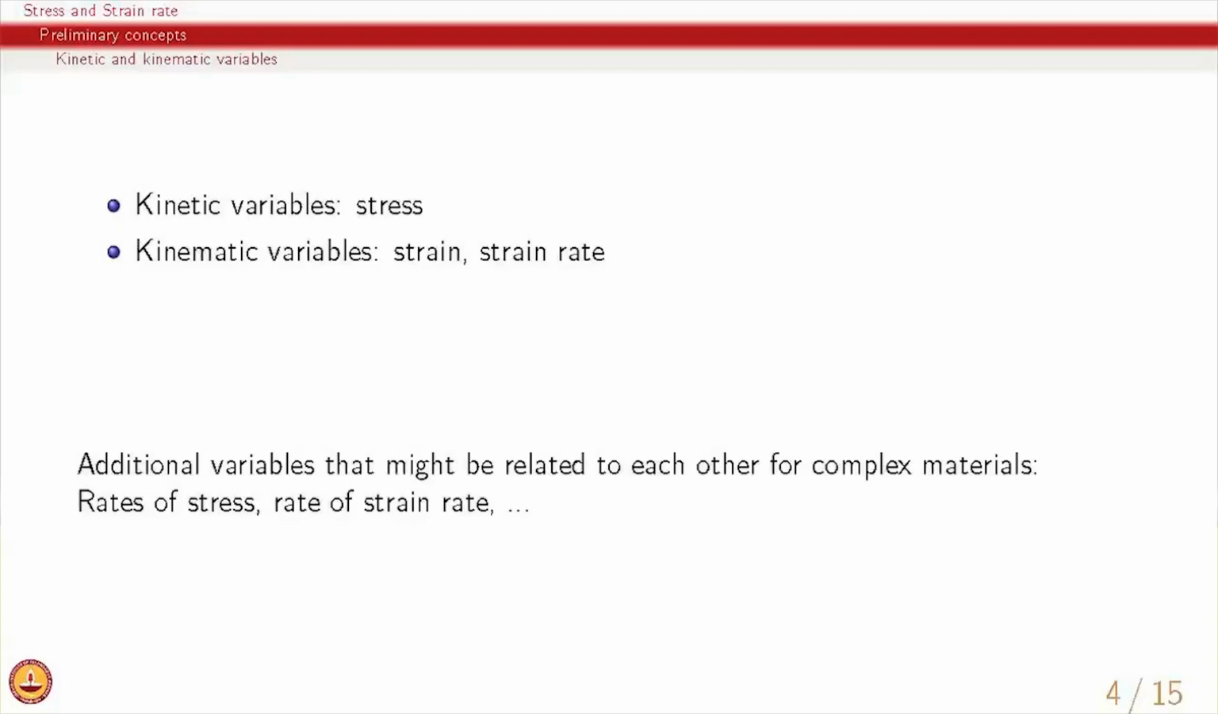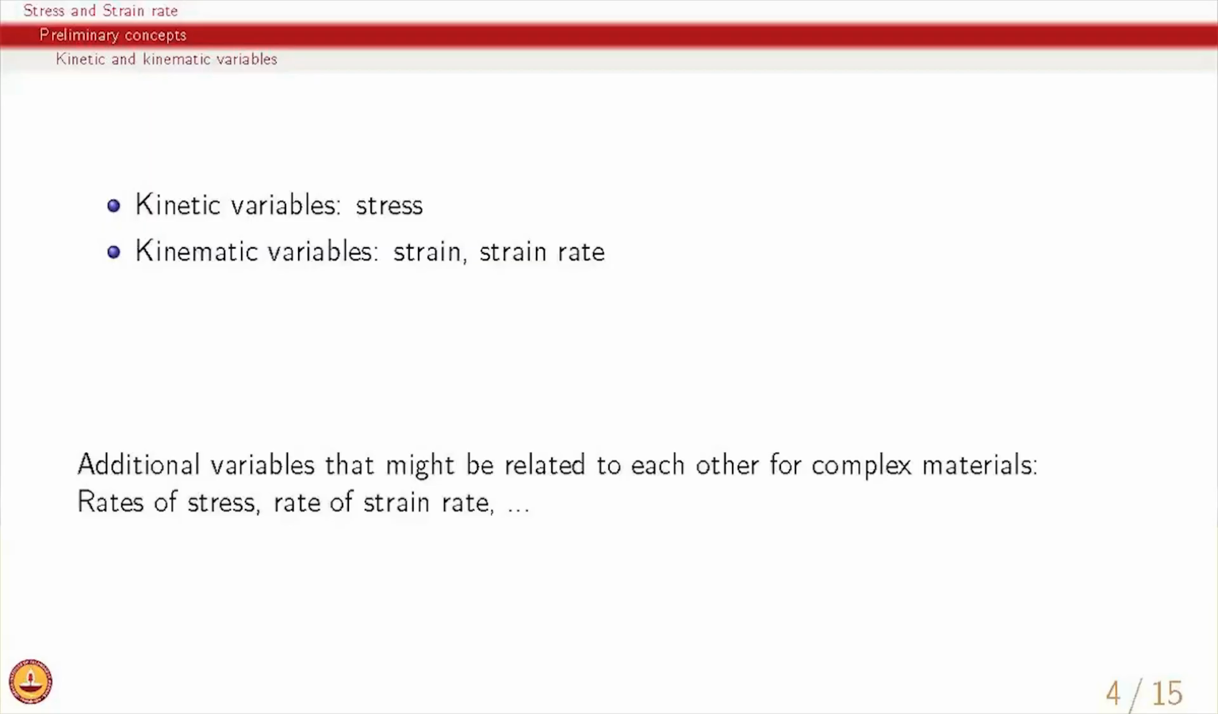On the other hand, variables related to the position of material particles, the motion of material particles, the relative deformation of material particles, and the relative rates of deformation of material particles are basically kinematic variables. They describe the position of material particles, and using the position of material particles we can define quantities like strain and strain rate and various other quantities.